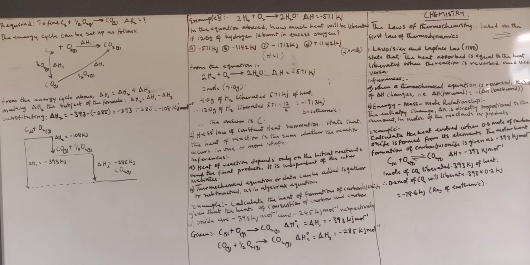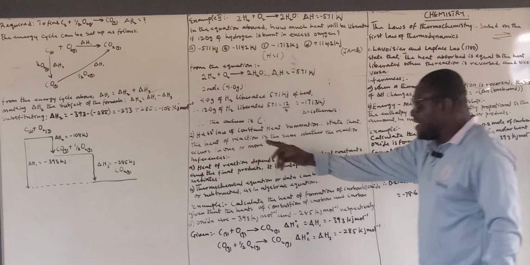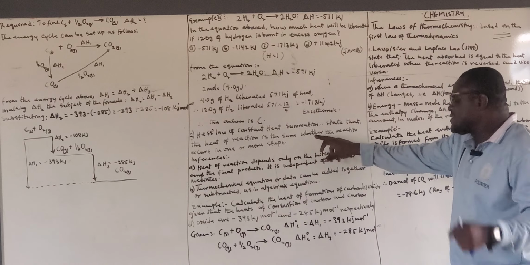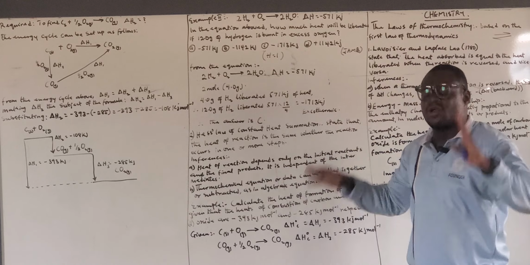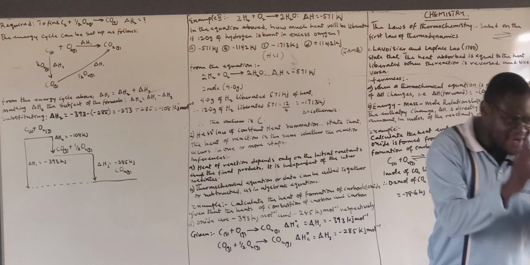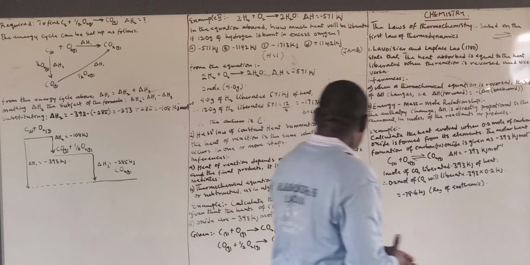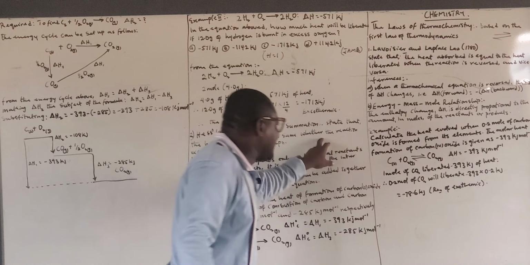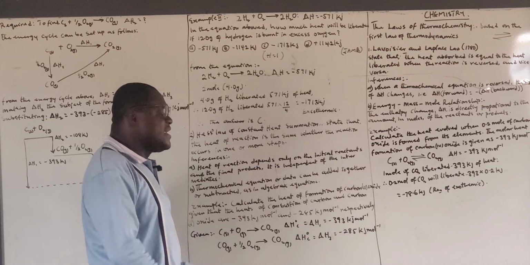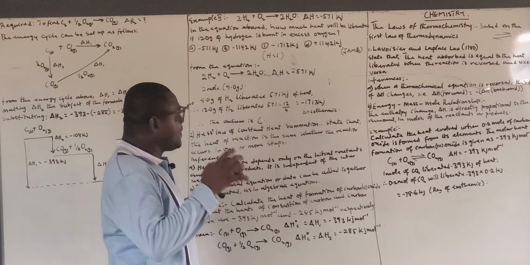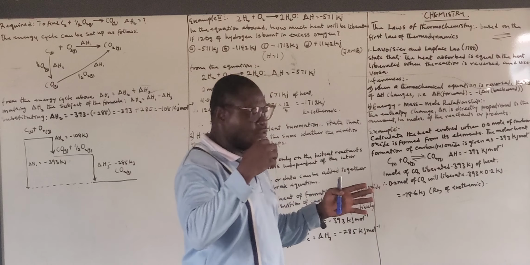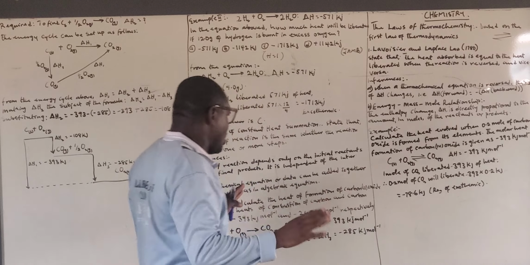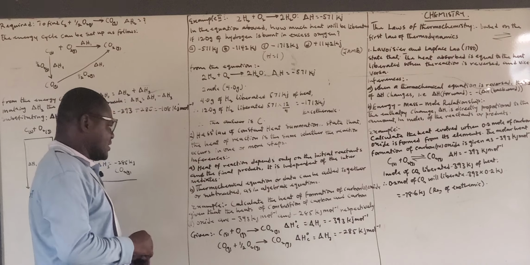Hess's law of constant heat summation states that the heat of reaction is the same whether the reaction occurs in one or more steps. If the reaction occurs in one step or in more steps, it is the same. Let us look at the inferences.